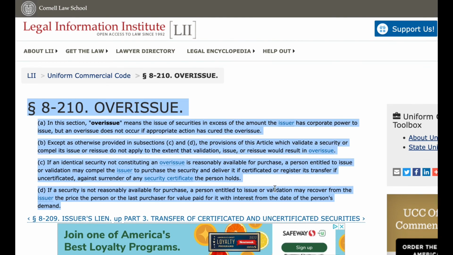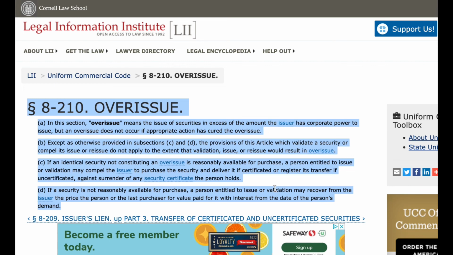Paragraph 210. Overissue. A. In this section, overissue means the issue of securities in excess of the amount the issuer has corporate power to issue, but an overissue does not occur if appropriate action has cured the overissue. B. Except as otherwise provided in subsections C and D, the provisions of this article which validate a security or compel its issue or reissue do not apply to the extent that validation, issue, or reissue would result in overissue.